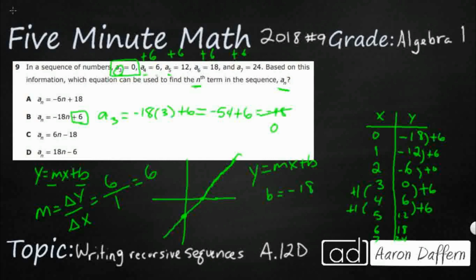So I can put those two together with my m of 6, and I can say, all right, a to the n, because that's my y right there, is going to be, my m is going to be 6, and then it's going to be a minus 18. It's going to be a plus negative 18. Same difference. My answer is C.